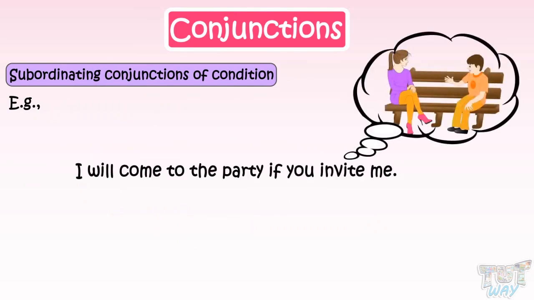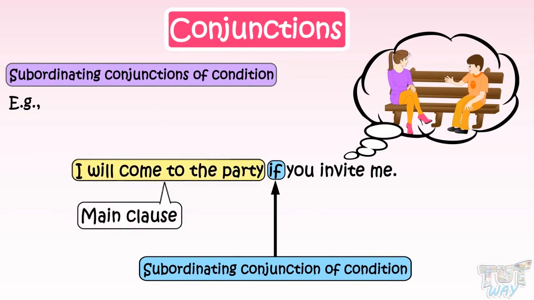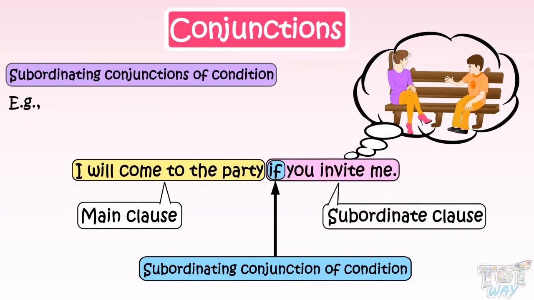I will come to the party if you invite me. Here, if is a subordinating conjunction of condition, as it is connecting a main clause, I will come to the party, with a subordinate clause, if you invite me, and it is indicating the aspect of condition.